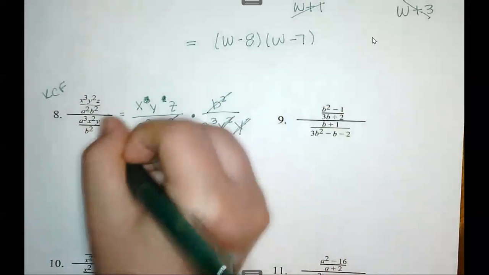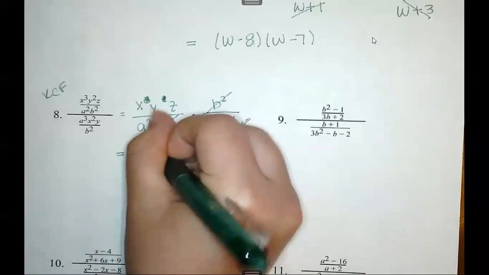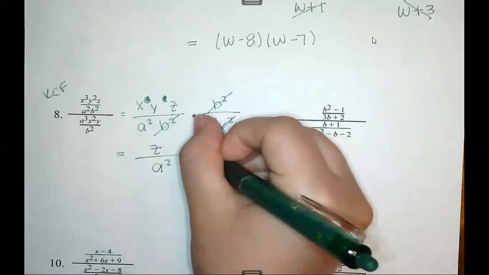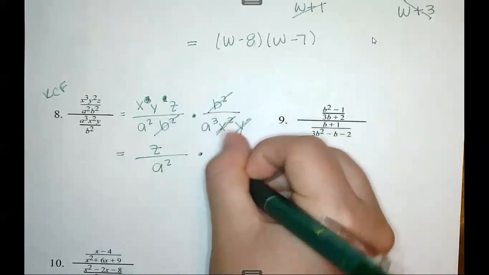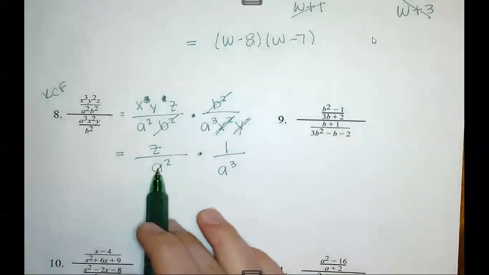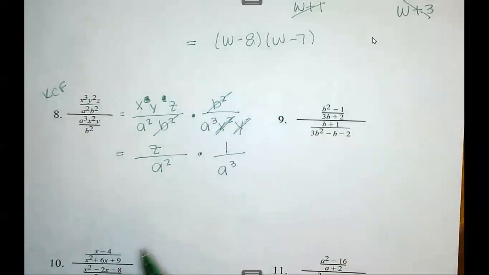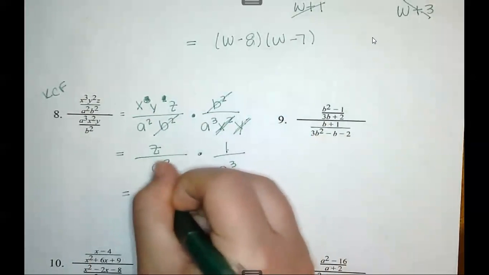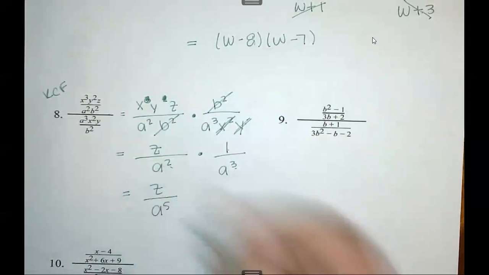So now I have z in the top over a squared times, there's nothing but a 1 left in the top, over a cubed. Remember, when you multiply, you add exponents. So 2 plus 3 is going to give me 5. So in the top, I have z times 1, which is z. 2 plus 3 in the bottom gives me a to the 5th.